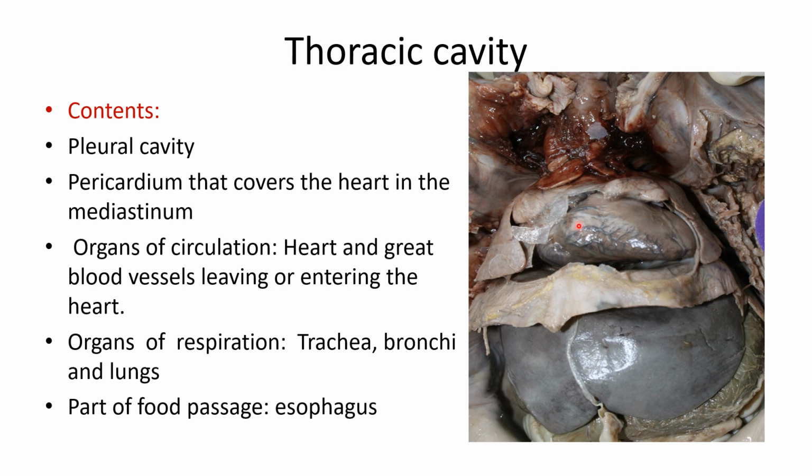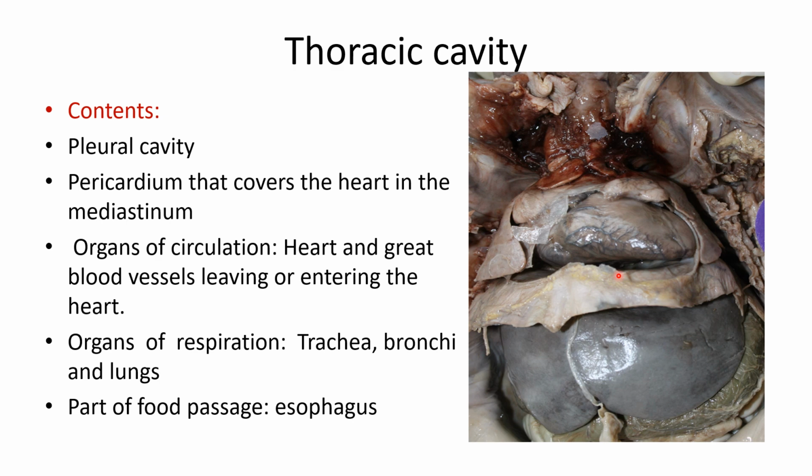What are the organs present in the thoracic cavity? You are seeing the heart, and there will be great vessels coming out from the heart or entering the heart. That means organs of circulation. Then there are the organs of respiration. What are those organs you will see? They are the trachea, the bronchi and the lungs. Then part of the food passage, that is the esophagus, will be seen.